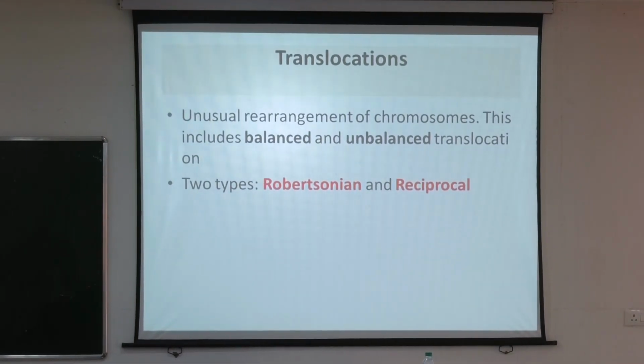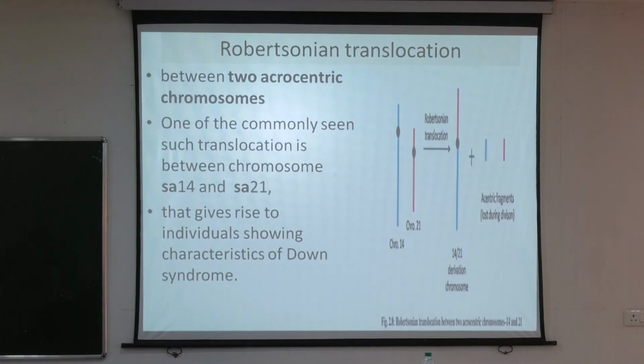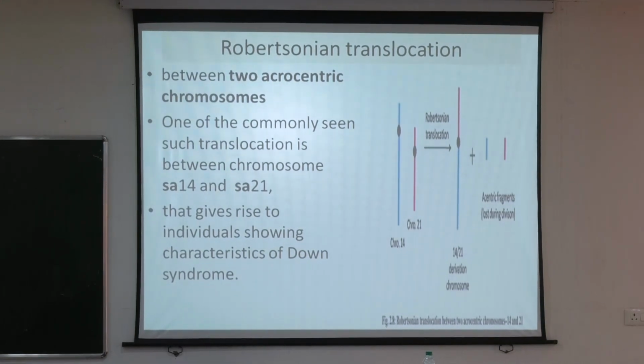Robertsonian translocation is an interesting phase as far as clinical genetics is concerned. I'll tell you why. Robertsonian translocation happens between the short arm of chromosome 14 and the short arm of chromosome 21. So 21 and 14, the red and the blue we are seeing here, we focus on the short arm. The short arms of these 2 chromosomes are separated off and the long arms unite, forming a chromosome we call the Robertsonian chromosome.